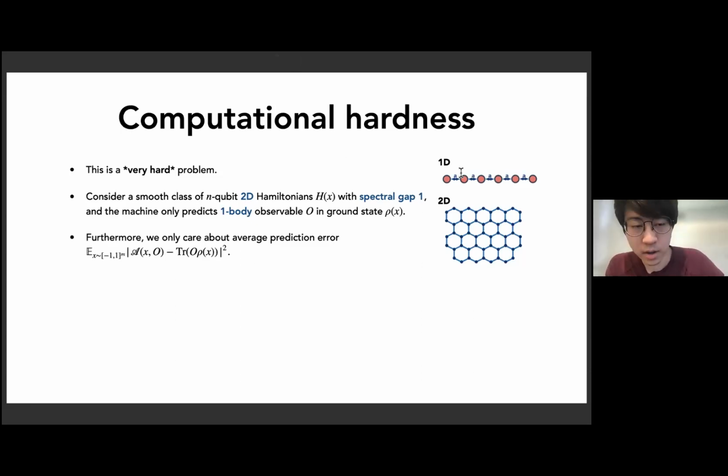And so furthermore, let's say we only care about the average prediction error. That is, we don't really care about predicting all x. We only care about, on average, the prediction for some randomly sampled x from this high dimensional space. We get good prediction error.